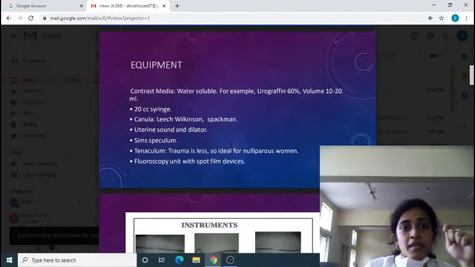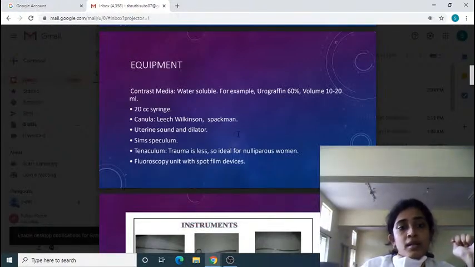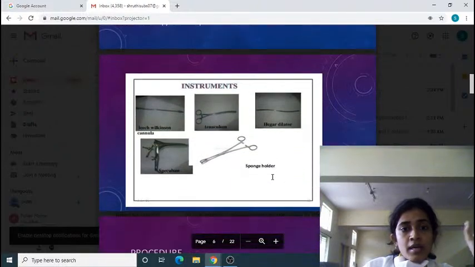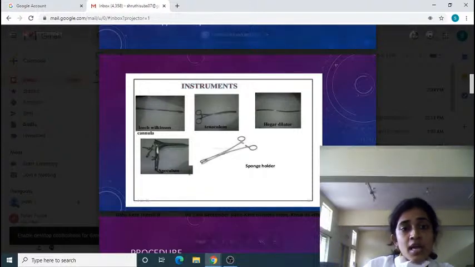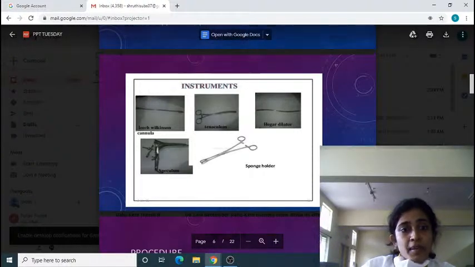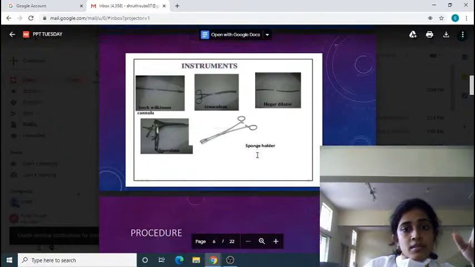We need a Sim's speculum for separating the anterior and posterior lips of the vagina, and the tenaculum. The trauma is less if we use a tenaculum, so it is ideal for nulliparous women if indicated. Fluoroscopy unit with spot film devices are needed. So this is the Leech-Wilkinson cannula, which you can see in this image. This is the tenaculum, which causes less trauma in the individuals. These are the Higginson dilators, which dilate the cervix. And this is the speculum, which you can see, and this is a sponge holder.